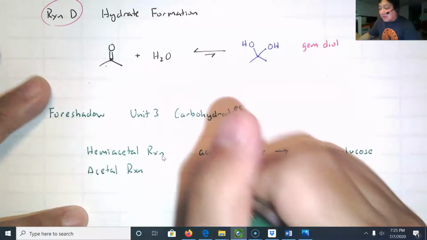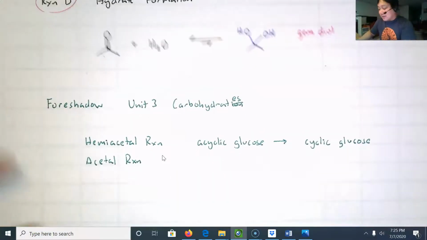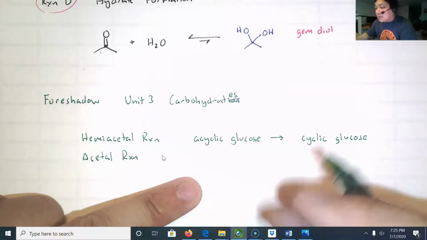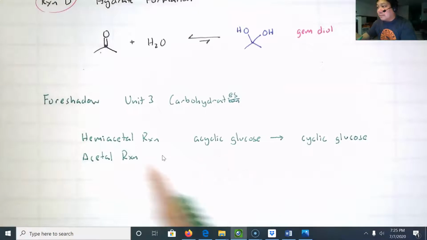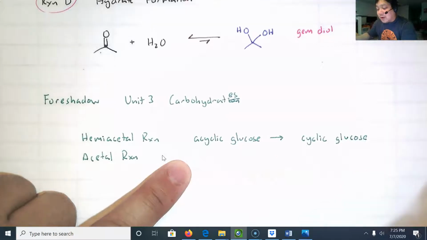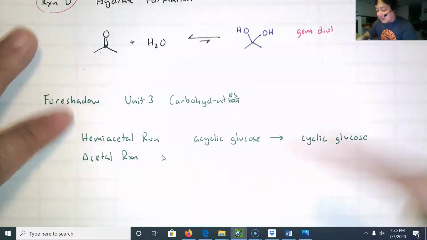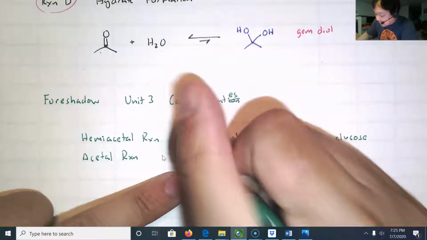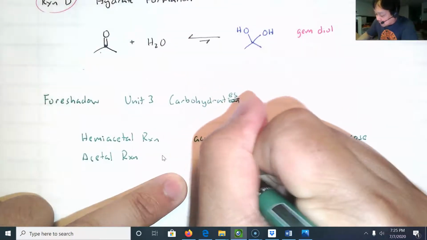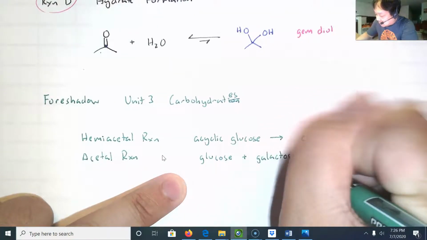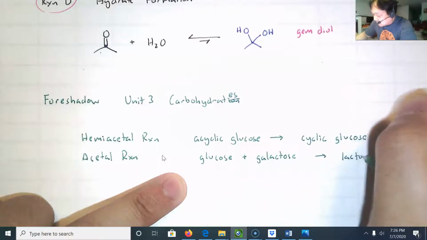So I understand that these terms are a little bit unfamiliar. Don't worry about it. We'll define all these terms in Unit 3. I just want to give you a target, a reason why we are learning now hemiacetal and acetal formations, because we're going to apply these simple organic chemistry reactions to biomolecules. And the example that I want to show is glucose plus galactose to make the disaccharide lactose.